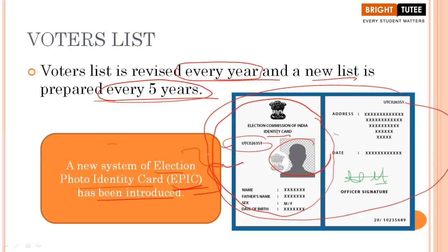Some other proofs can also be shown, like ration cards and driving license. Today an Aadhaar card can also be shown, right students? So these are some of the points that you have to keep in mind while we are talking about the voters list. Okay. Now in our next topic we are going to talk about the nomination of candidates, how the candidates who are participating in elections can fight for nomination. Thank you very much.